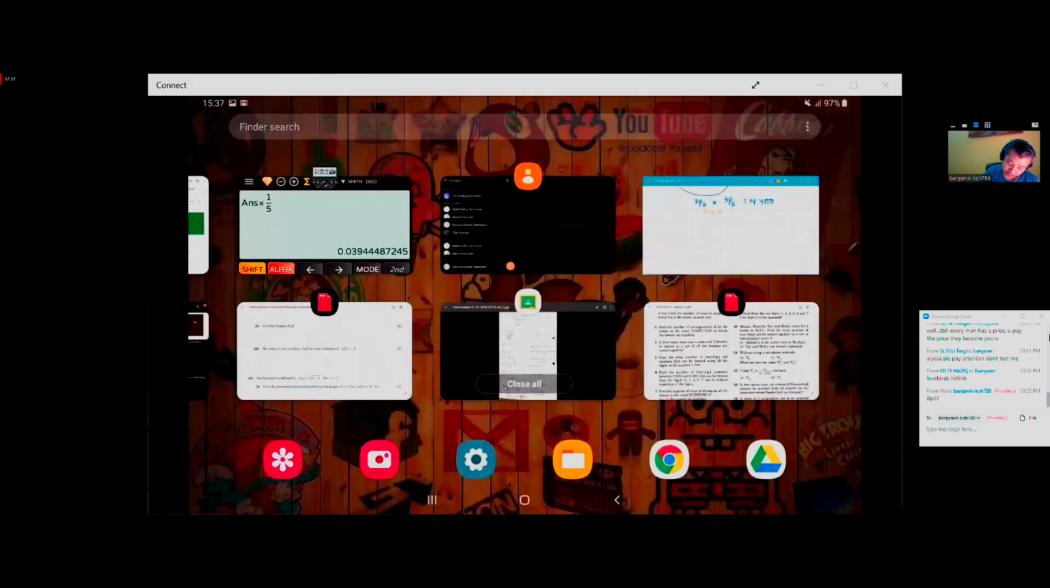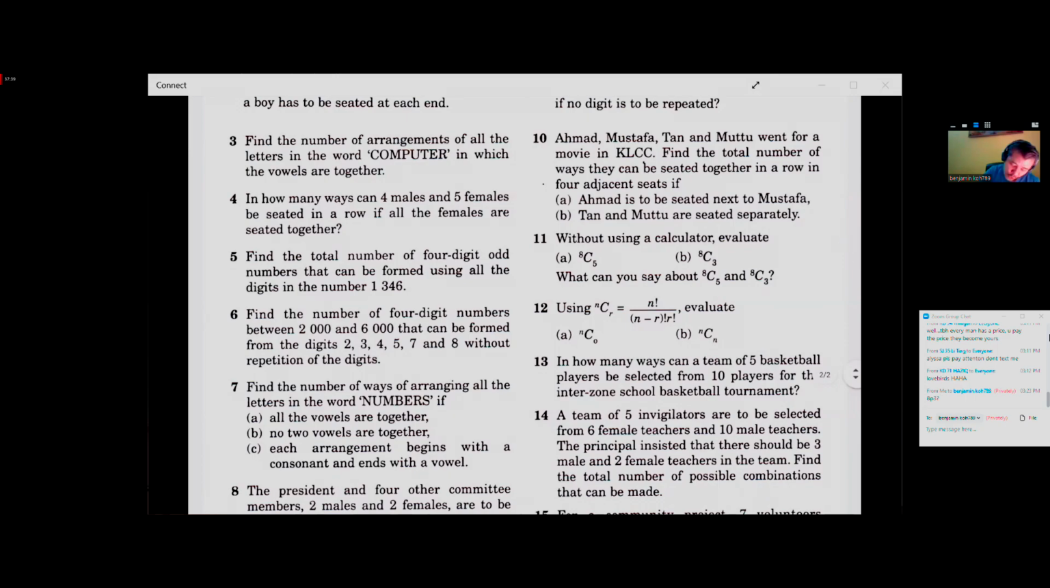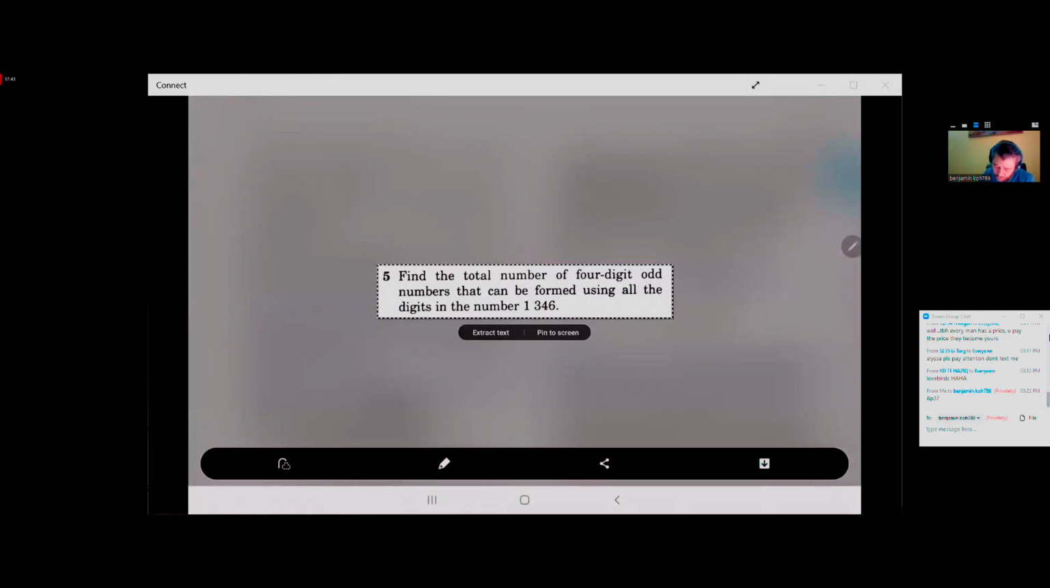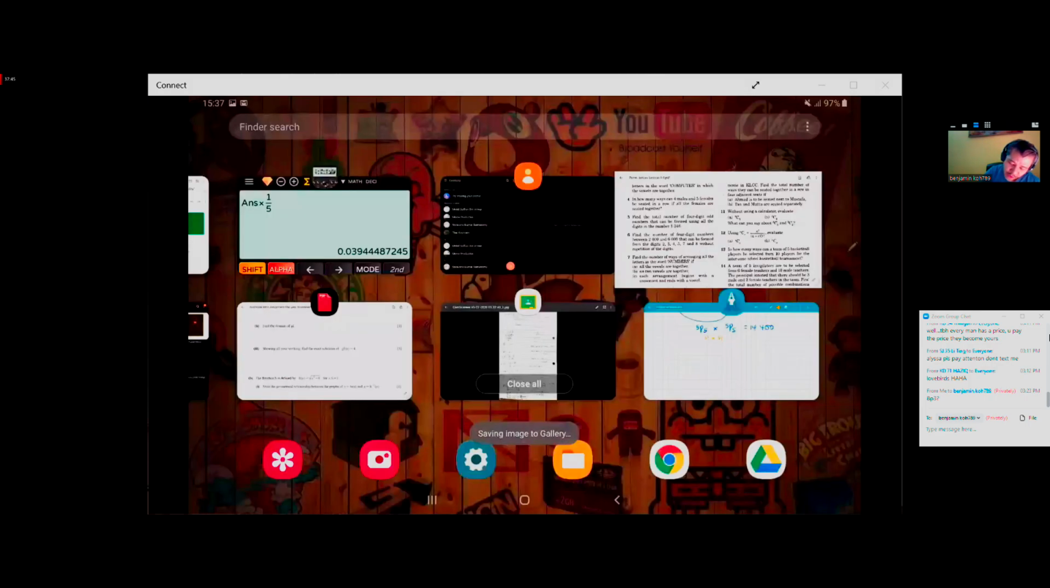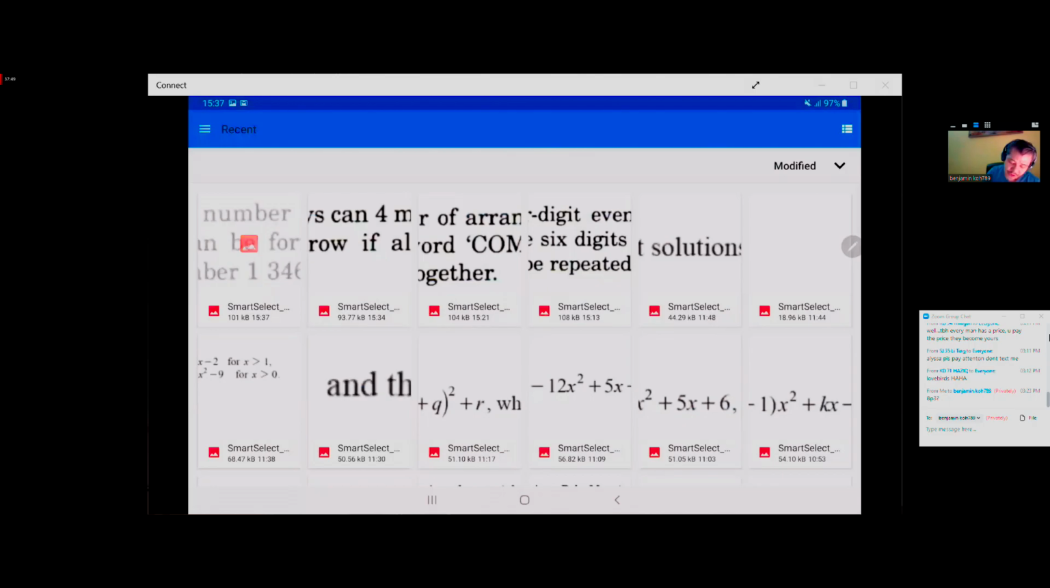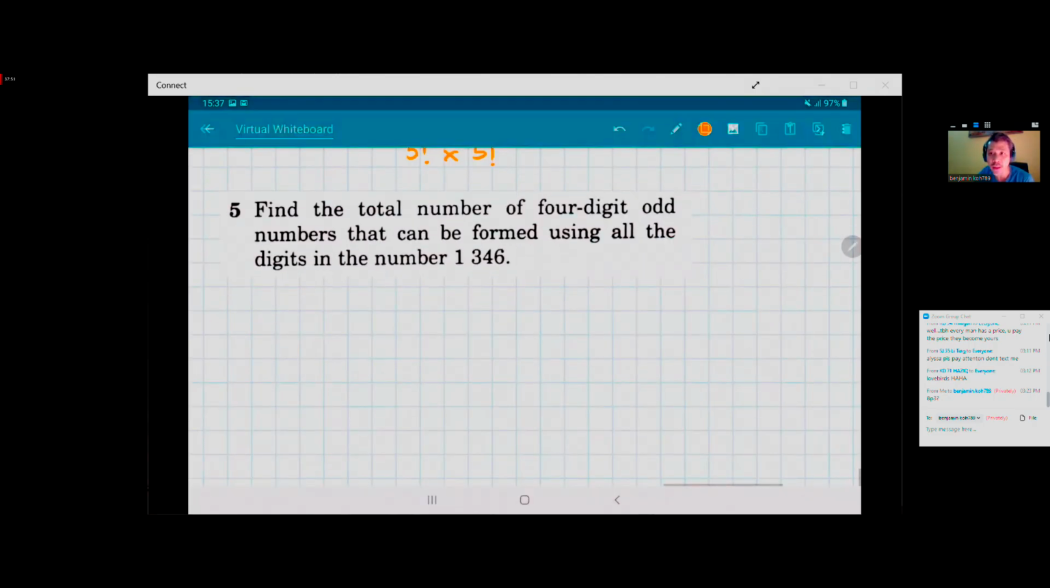Okay, so in question number 5, we come back to soalan di mana dia bagi membentuk nombor. When you bentuk nombor, it can be nombor 3 digit ke, nombor 4 digit ke, 8 digit ke, whatever, doesn't matter. All right, so number 5, find the total number of 4 digit odd number.